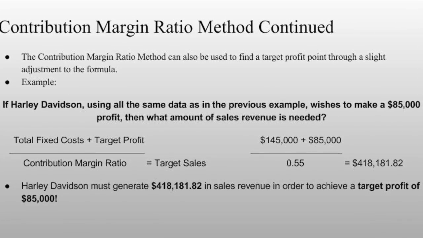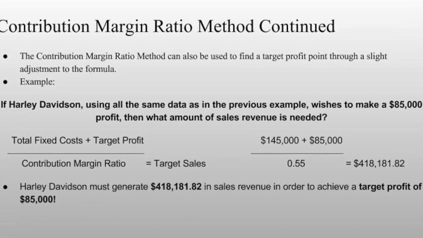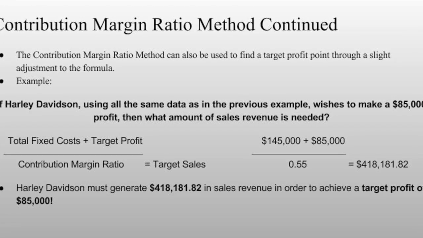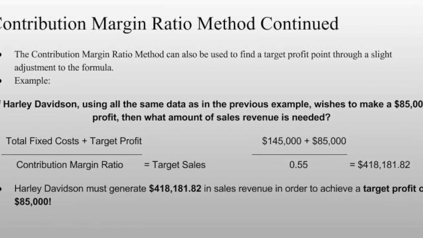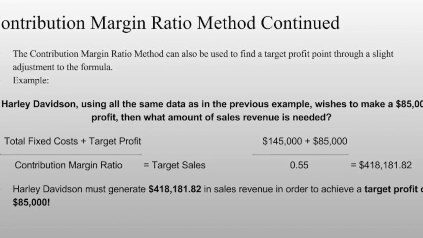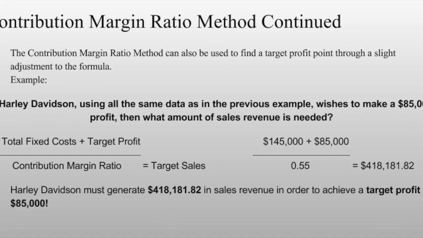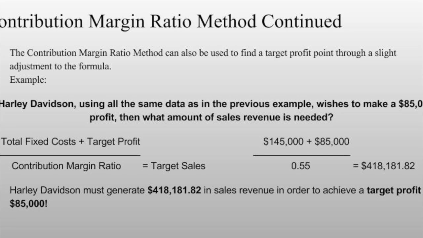$145,000 in fixed costs plus their desired $85,000 profit over 55% equals $418,181.82. Therefore, Harley-Davidson must generate $418,181.82 in sales revenue in order to achieve a target profit of $85,000.